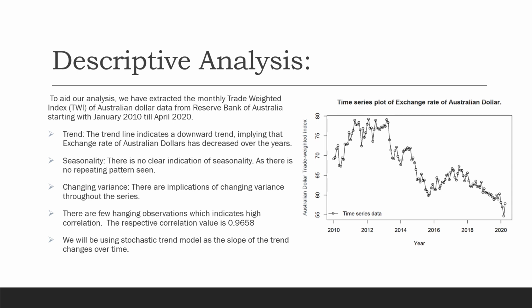Based on the data, we could see that the trend line indicates a downward trend, implying that the exchange rate has decreased over the years. There is no clear indication of seasonality, but there are implications of changing variances throughout the series. There are few hanging observations which indicate high correlations.